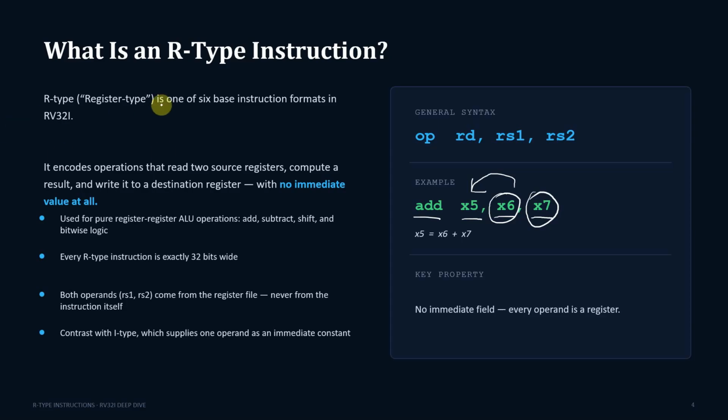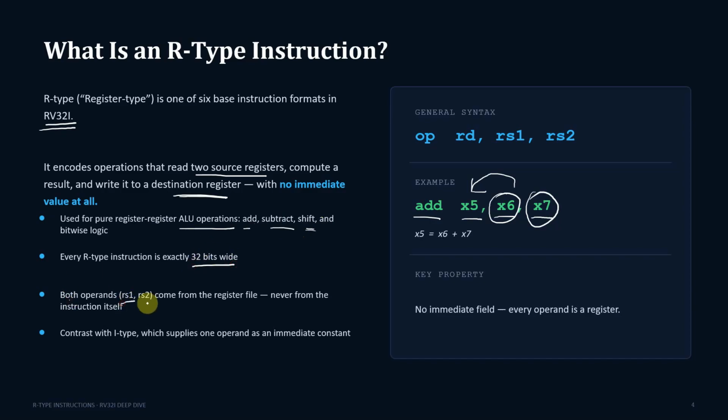The R-type instruction, the register type, is one of the 6 base instruction formats in RV32I, and it encodes operations that read two source registers, compute a result, and write it into a destination register with no immediate values at all. It is used for pure register-to-register ALU operations, like an addition operation, a subtraction operation, a shift operation, or a bitwise operation. Every R-type instruction is exactly 32 bits wide.